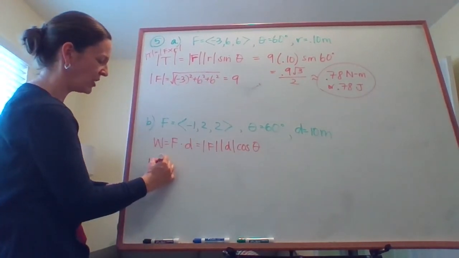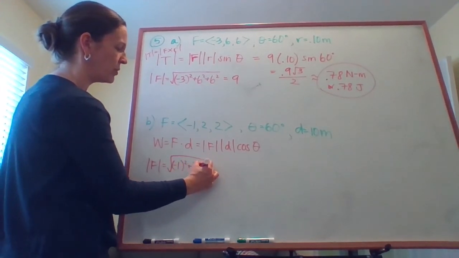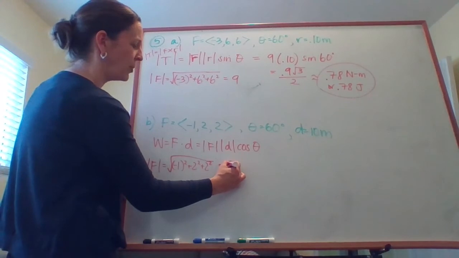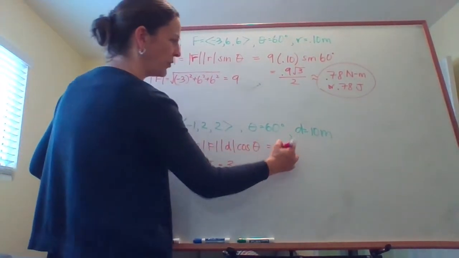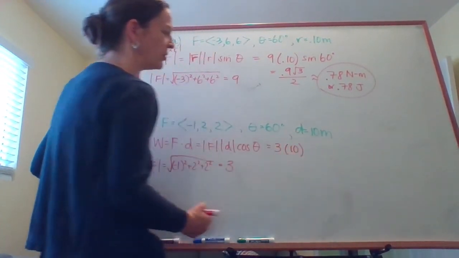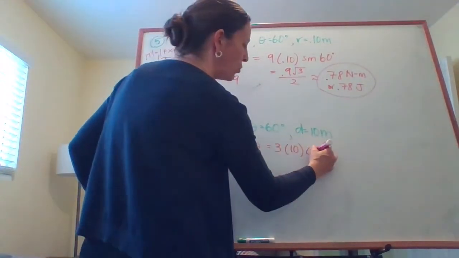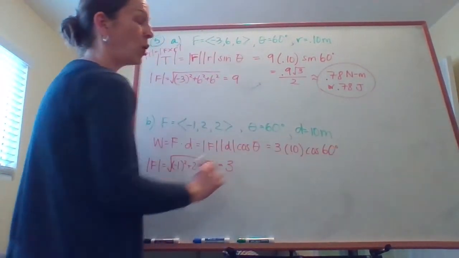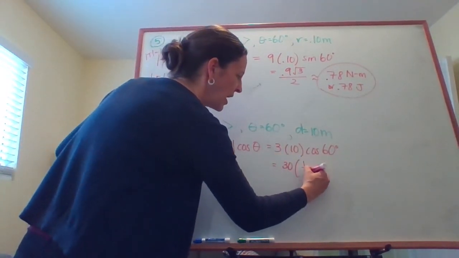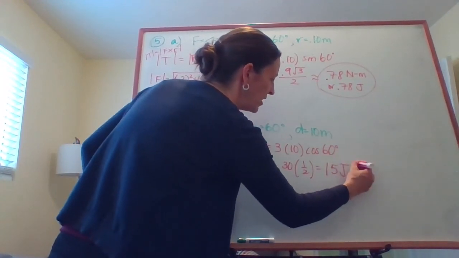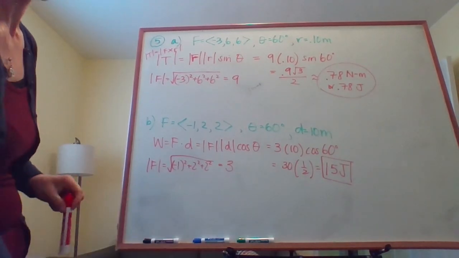Again, I need to find the magnitude of the force vector, so that's going to be the square root of negative 1 squared plus 2 squared plus 2 squared, and I end up here with the square root of 9, or 3. That means that I've got a magnitude of a force vector of 3, a distance of 10 meters. There's my newtons, my meters. I'm going to end up with Newton meters here as well. And then cosine of 60 degrees. Cosine of 60 is 1/2. So I end up here with 30 times 1/2, or 15 joules, or 15 Newton meters. And that is problem 5 and the end of exam 3.